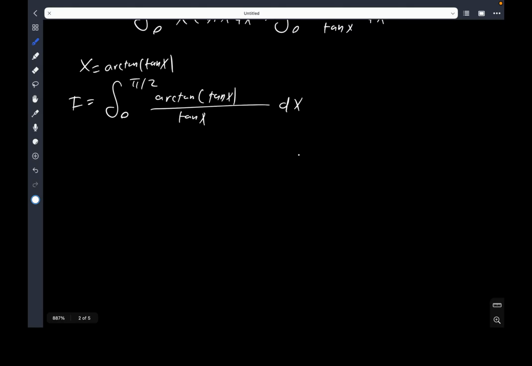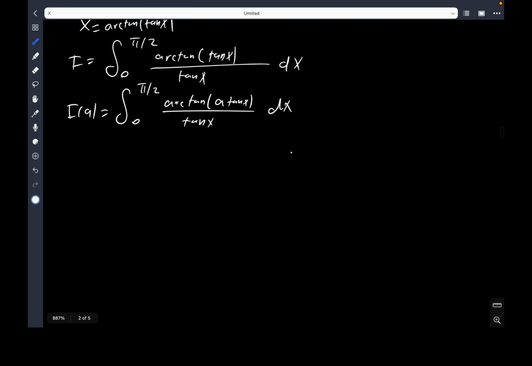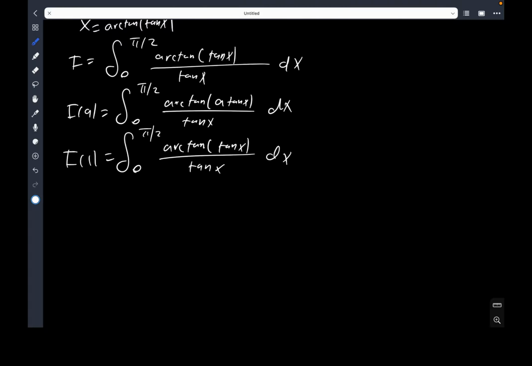Now I'm going to introduce a parameter, I of a, equal to the integral from 0 to pi over 2 of arctangent of a tan x over tangent of x dx. And if I find I of 1, the integral from 0 to pi over 2 of arctangent of tan x over tan x, I'm going to get the original integral. Thus I should change the form of this integral to be able to find I of 1.